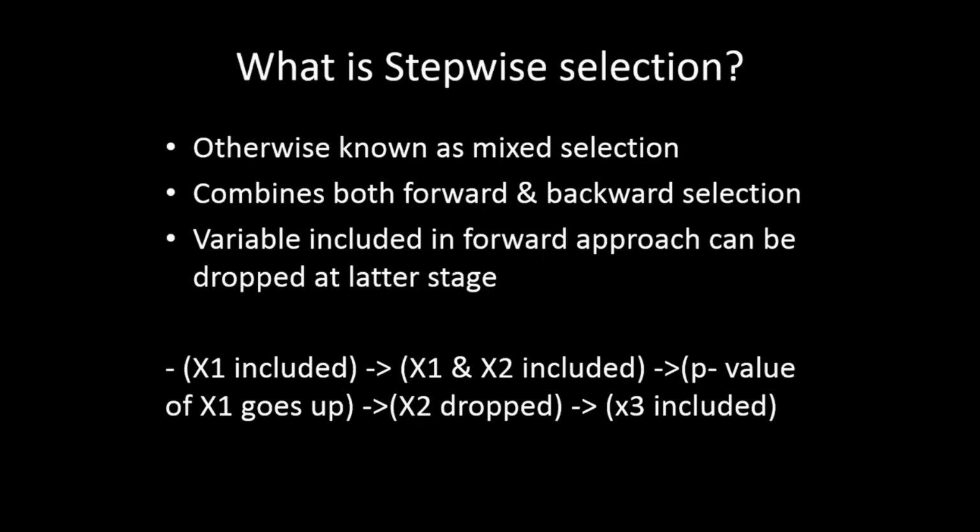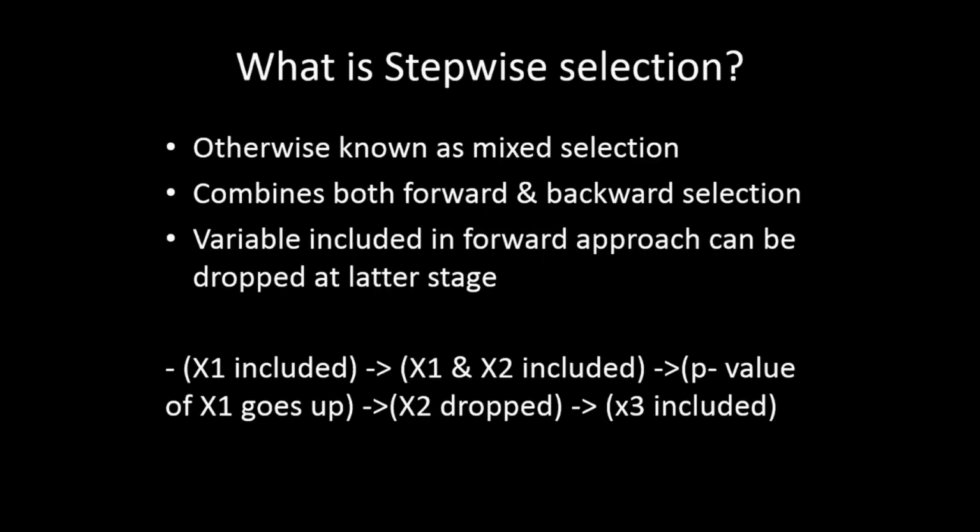Now let's say the p-value of x1, which was earlier good in the first step, now in the presence of x2 has gone off, right? In forward selection we cannot drop it, we have to keep it. But in stepwise we can actually drop this variable. So we can drop x1 from the model and we only have x2. Now in the third step, let's include x3, which is the next candidate. Now we again do the regression taking x2 and x3 and see if both are significant. If both are significant, we'll keep them. If one of them is not significant, we'll again drop it.